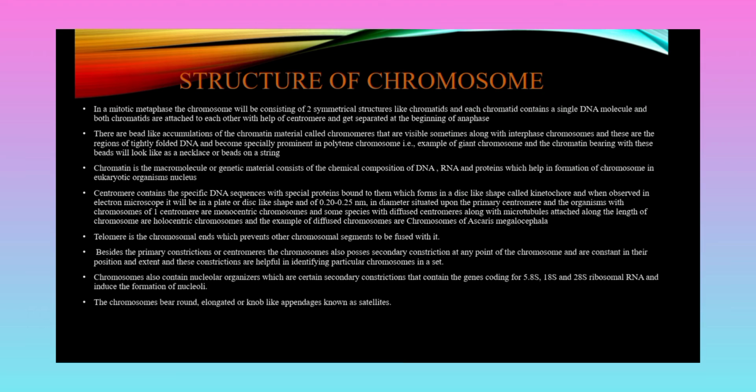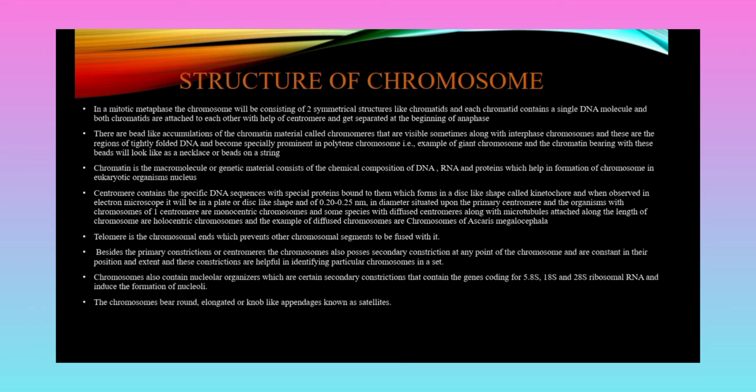Now, chromosomes also contain nucleolar organizers. These are secondary constrictions that have genes coding for 5S, 18S and 28S ribosomal RNAs. So they can induce the formation of the nucleoli. Chromosomes that bear round or elongated knob-like appendages are known as satellite chromosomes.